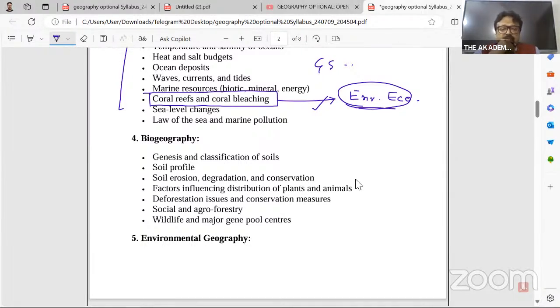Let's come to geography, biogeography part, and then genesis and classification of soil. This is GS. Okay, soil profile. This is also there in GS. Soil erosion, degradation, and conservation. Again, it is going to be part of environment and ecology, because whatever we are doing to conserve soil, it is going to protect the area from desertification.